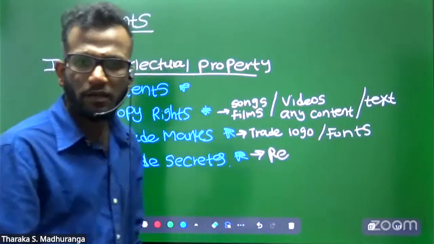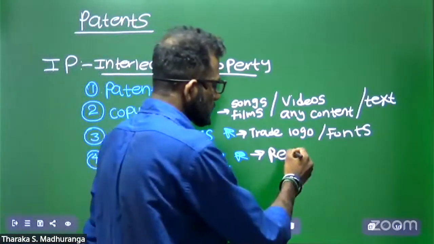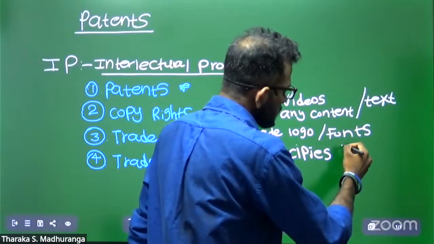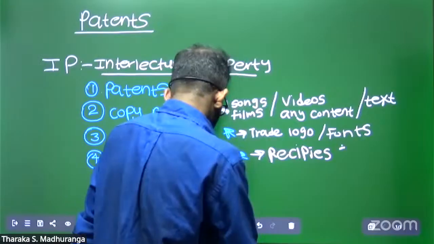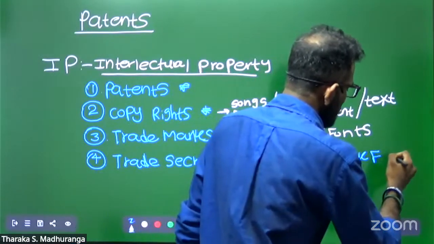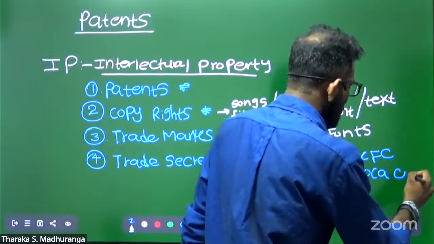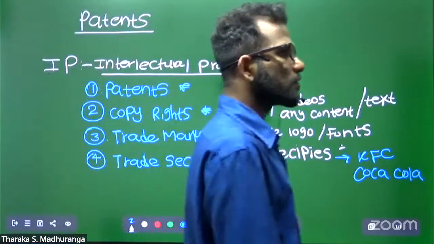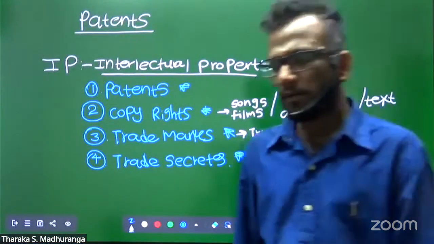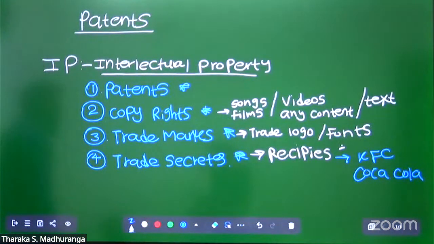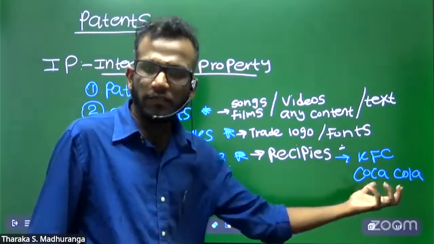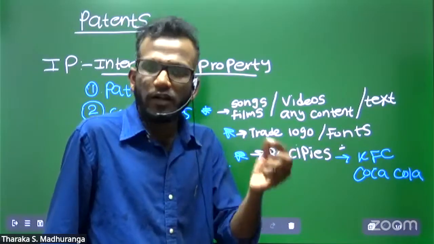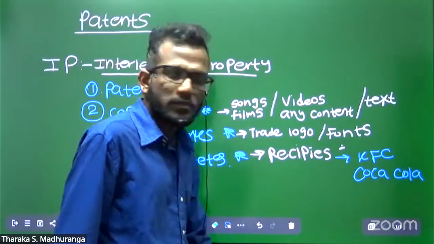Mainly recipes. What are the examples? Write down: KFC is an example, and Coca-Cola is an example. What are the other trade secrets? Coca-Cola recipe, not anyone knows. The KFC recipe, not anyone knows. Not anyone, only one or two people. That's a secret.